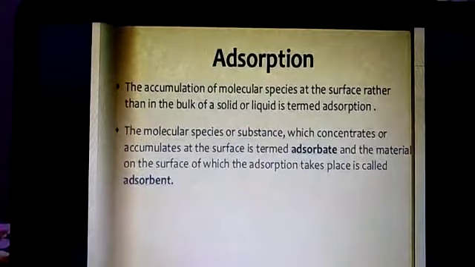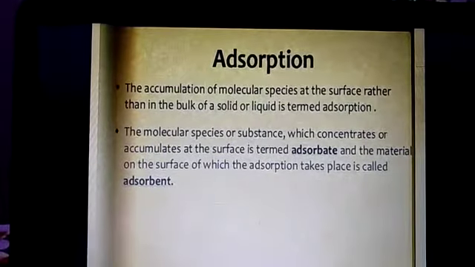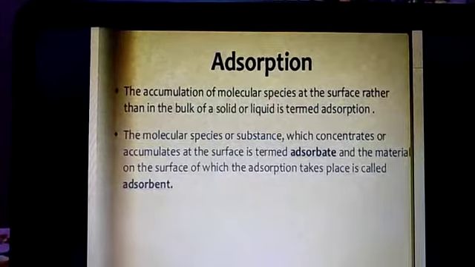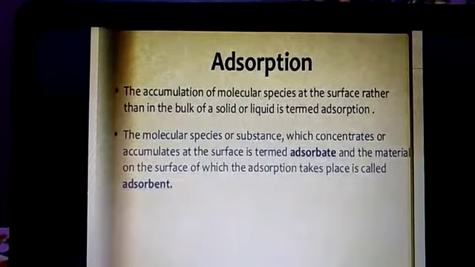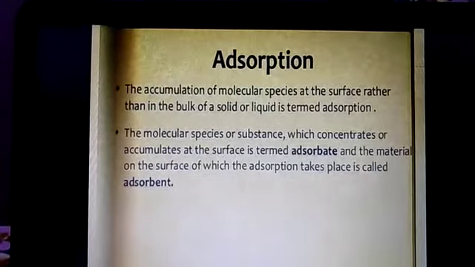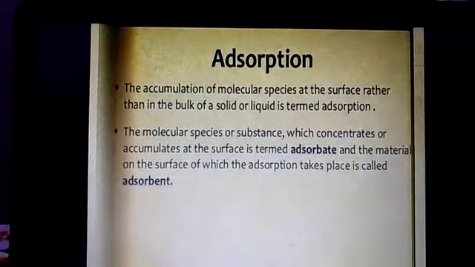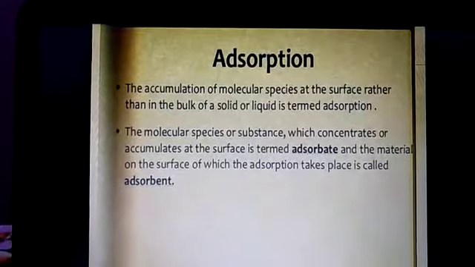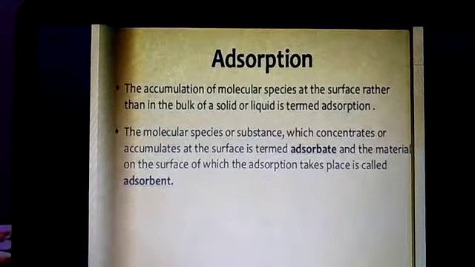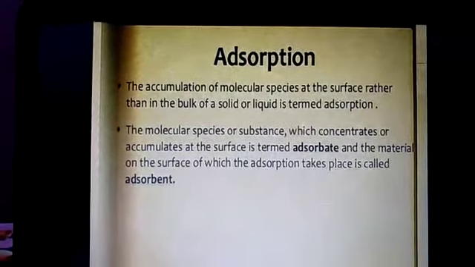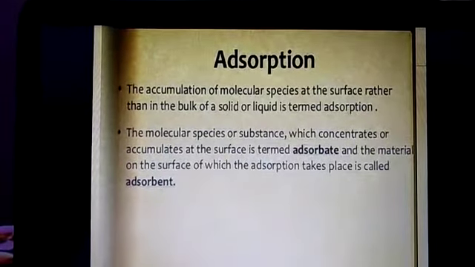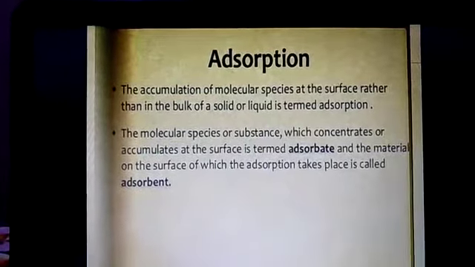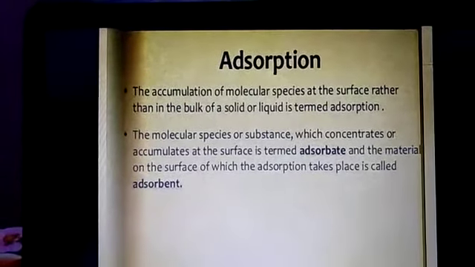The adsorption of a gas on the surface of a metal is known as occlusion. Now, in adsorption, the accumulation of the molecular species at the surface is higher than in the bulk of the solid or liquid. The molecular species or substance which concentrates or accumulates at the surface is known as the adsorbate, and the material on which the adsorption takes place is called the adsorbent.